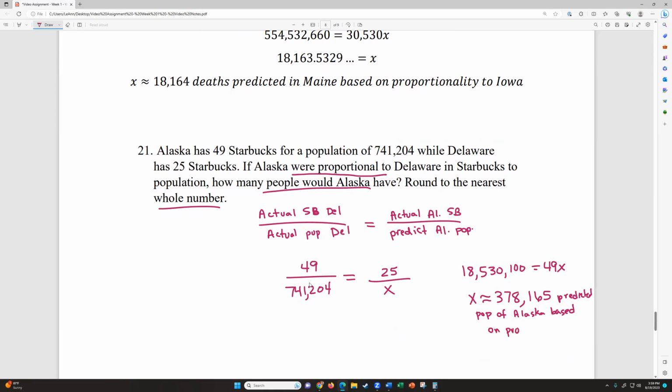the proportionality to Delaware. You don't have to write all of this, but I feel that when you go back and look at it, it helps you see. You could just say population of Alaska or people in Alaska, but this helps you realize that this is not necessarily the actual population of Alaska. It's what it would be if it had a Starbucks to population ratio exactly the same as the ratio that Delaware has. Okay, so that's what we're doing with those.